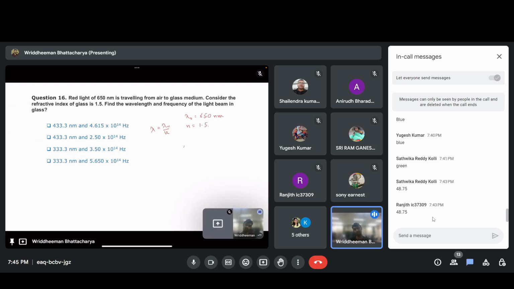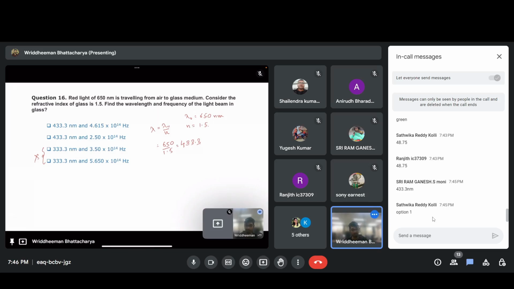Can you guys tell the wavelength? What will be coming? Will it be 433.3 nanometer or 333.3 nanometer? It will be 433. So automatically option C and D are incorrect. So the frequency of the light beam. Swatika has told that option 1 is the correct one.